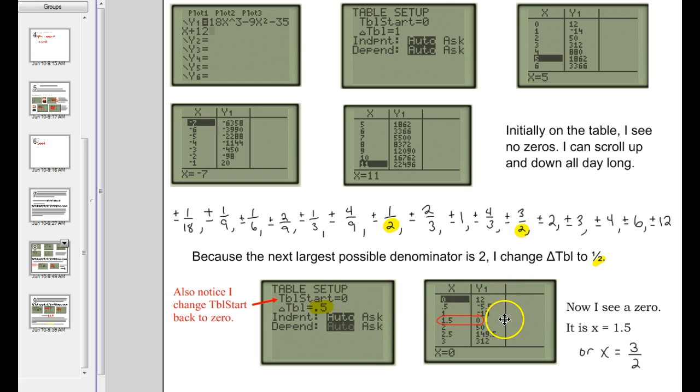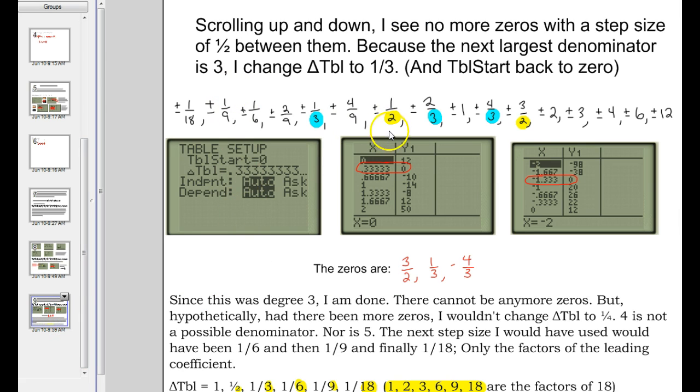Then when I scroll up and down, now I see a 0 when x is 1 1/2. 1 1/2 is the same thing as 3 halves, or 1.5. So 3 halves is a zero. But then I scroll up and down, and I don't see any more zeros with the halves. So after I get my first zero and I'm done with the 2's, I still have the possibility of 2 more zeros. The next biggest denominator is 3 after 2.